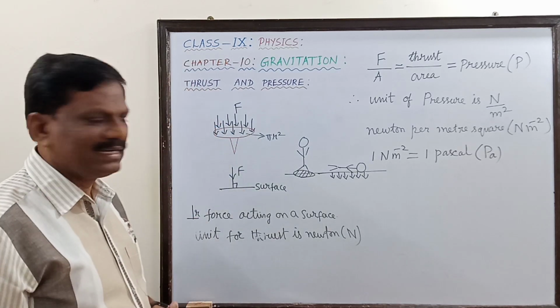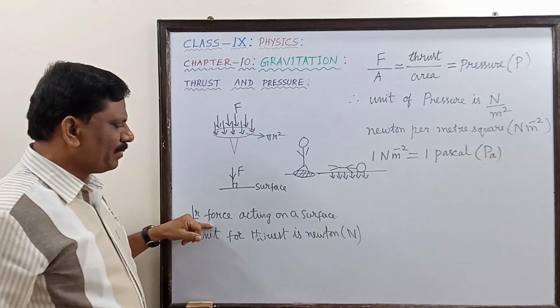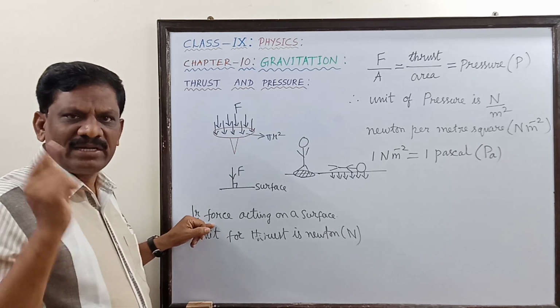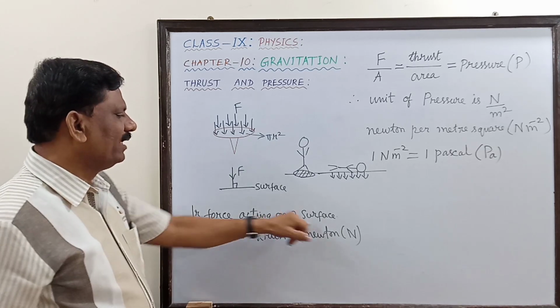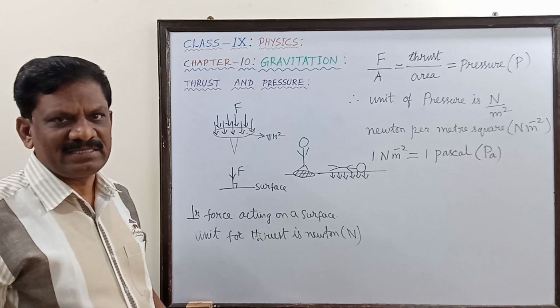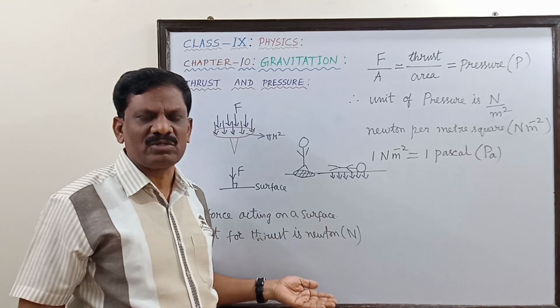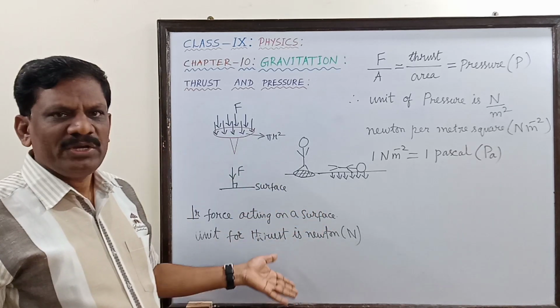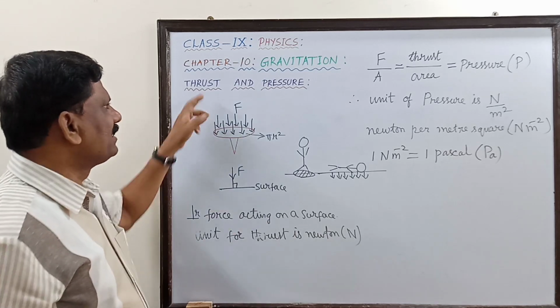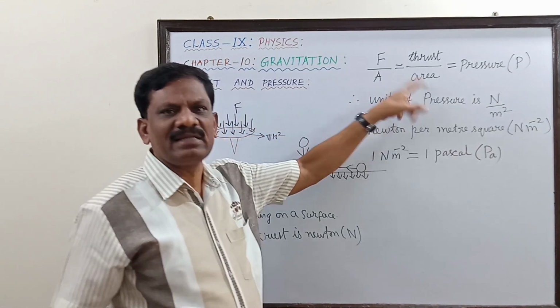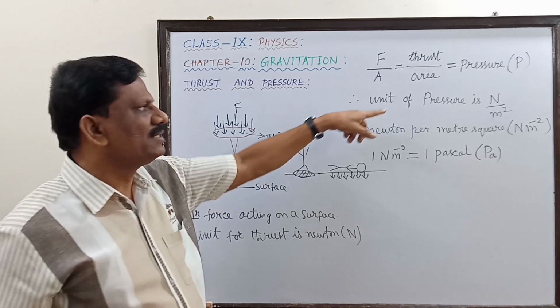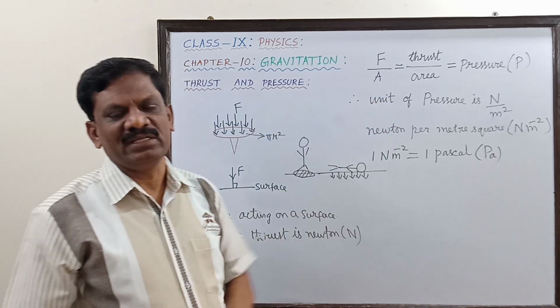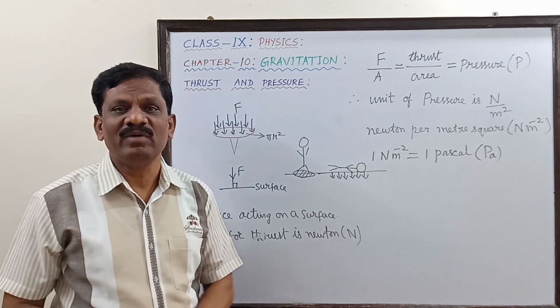So how did we define thrust? Any perpendicular force, that is also called normal force, acting on a surface is called thrust. It is one type of perpendicular force. So its unit is Newton only. And this thrust acting per unit area, thrust divided by area, is called what? Pressure. I hope you have understood well. Fine.